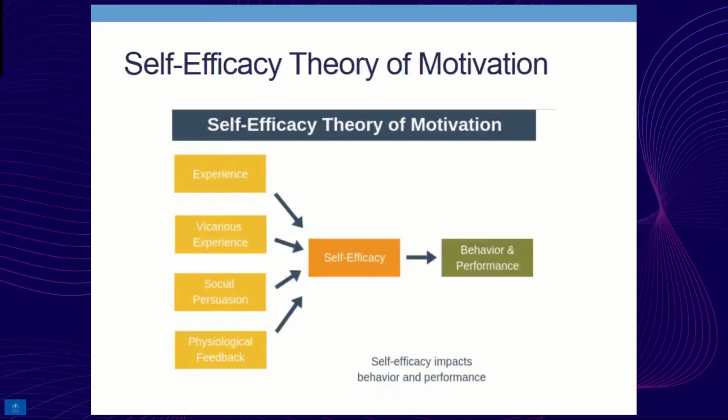So the next motivation theory we will talk about is the self-efficacy theory of motivation. Why do some team members work hard while others do the minimum they think they can get away with? Studies have shown that self-efficacy is a strong predictor of high performance. Self-efficacy is the belief that you are capable of achieving a specific goal or performing a particular task.